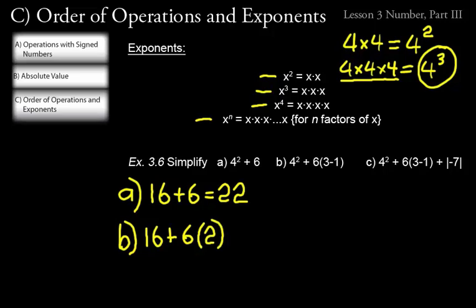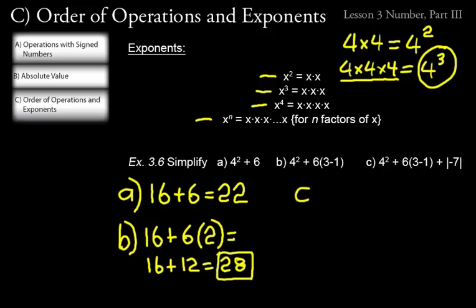So we have a multiplication in there still. We have 6 times 2, so we want to do that before we do any addition. So we'll say 16 plus 6 times 2 is 12. Now we'll add that pair and get 28. So that's our answer there, 28.